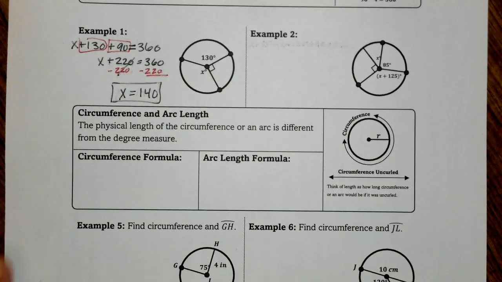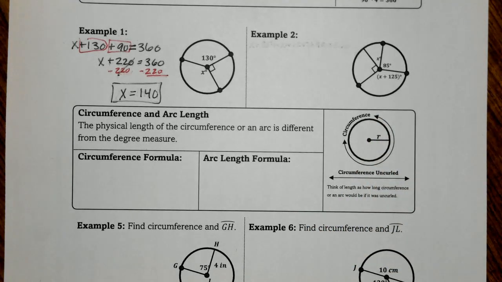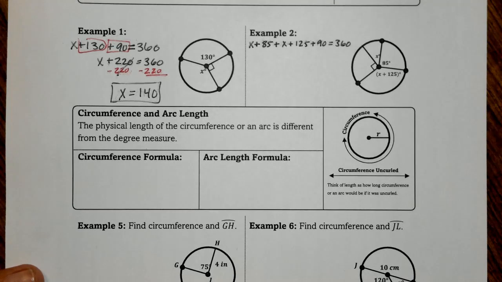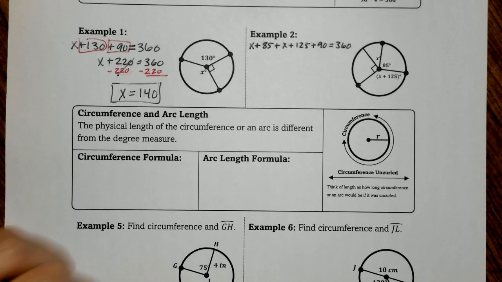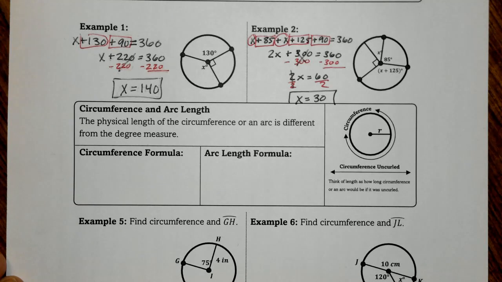Now I want you to pause the video and do example number 2 on your own. We're doing the exact same thing we just did in example 1. We just have one additional central angle to add together. So go ahead and pause the video and solve this on your own, please. So this is our very long equation. Make sure that we have this to begin with. It may be in a different order, and that's fine, and then we'll combine our like terms and solve. And let's make sure that we got 30.